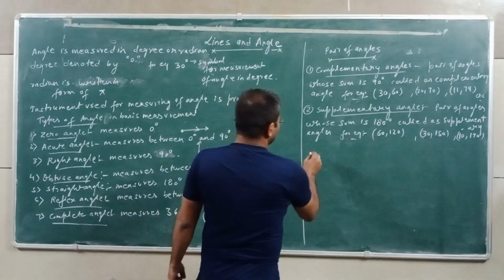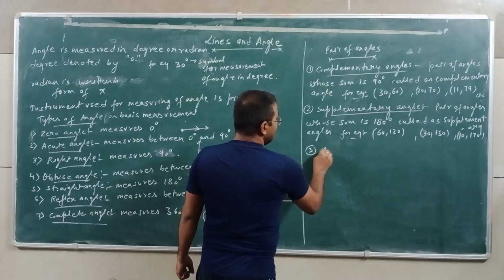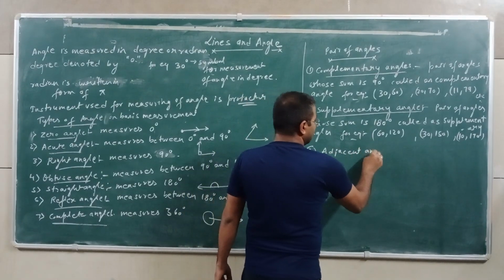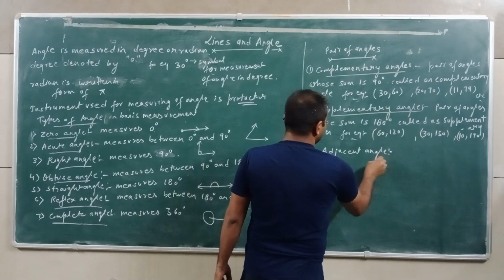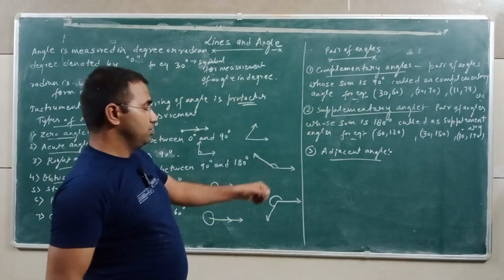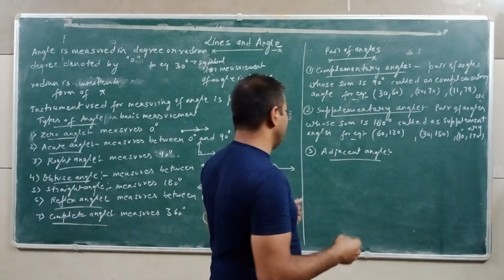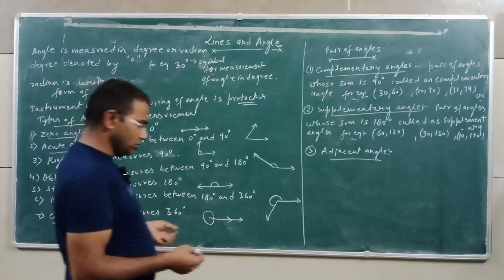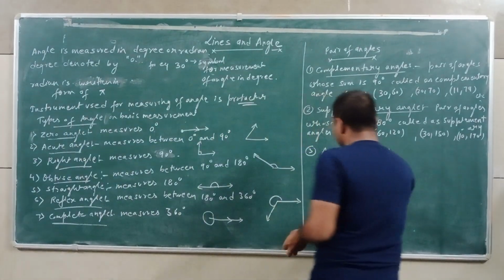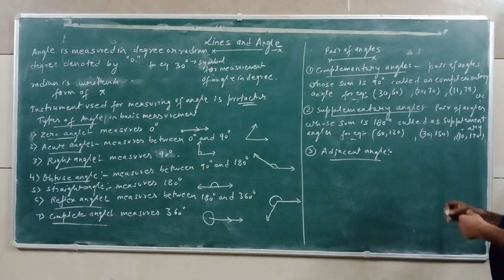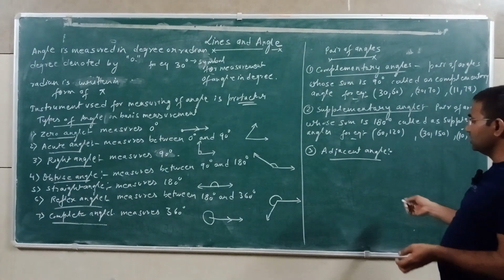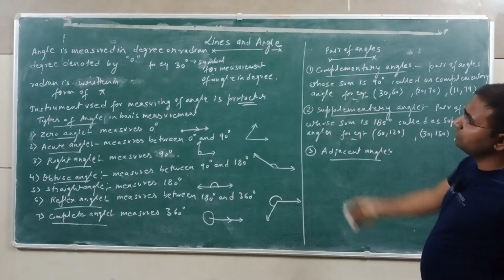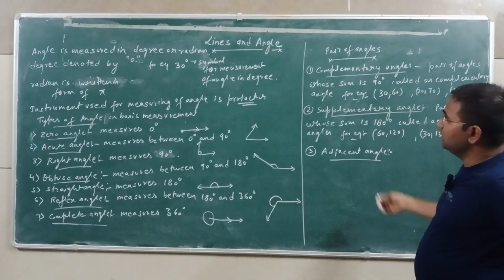Okay, now third one is adjacent angle. Okay, now this is very important. In this many students are facing problem, how you have to tell which one is adjacent and which one is not adjacent. So here I'm first writing the definition, then by making figure we will discuss about this in detail.